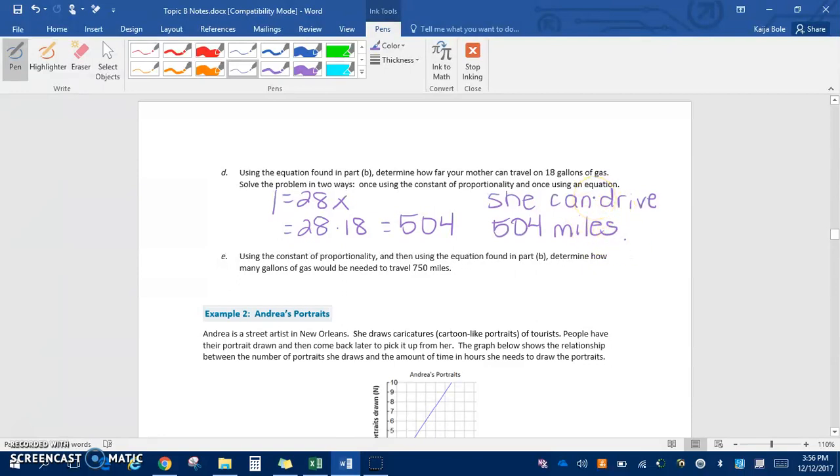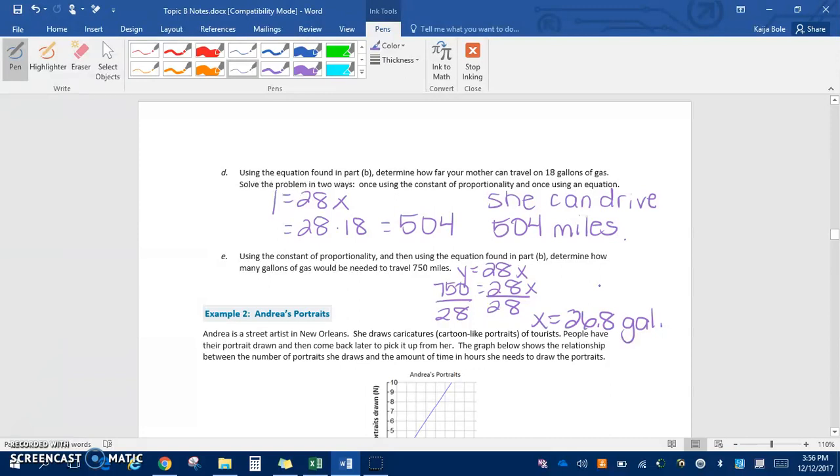Now one last part, part E. It says use the constant of proportionality and then use the equation to determine how many gallons of gas she would need to travel 750 miles. So we're using Y equals 28X. But now they gave us the miles, which is Y, so we'd have 750 equals 28X. We divide by 28 on both sides. When you do that in the calculator and round, you get X is 26.8, and this would be gallons.